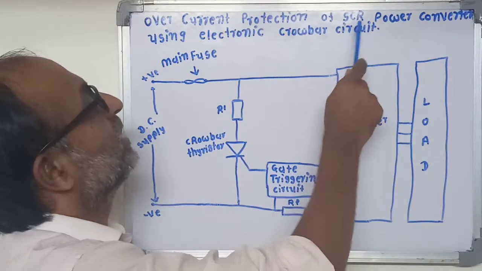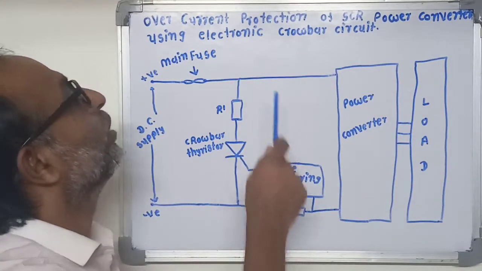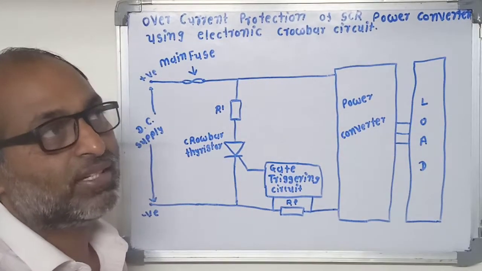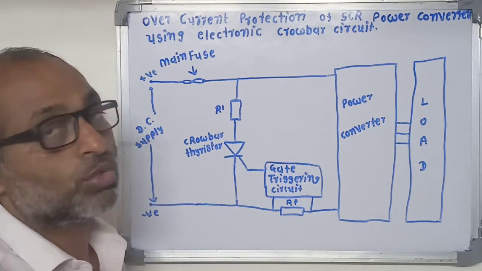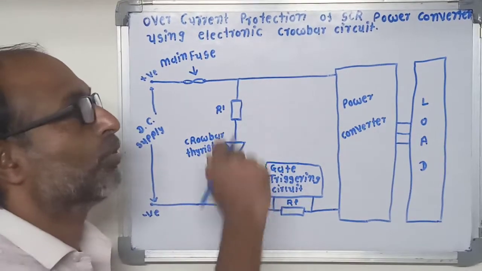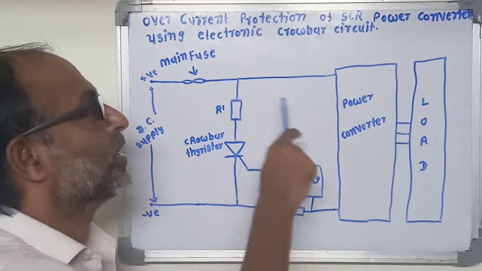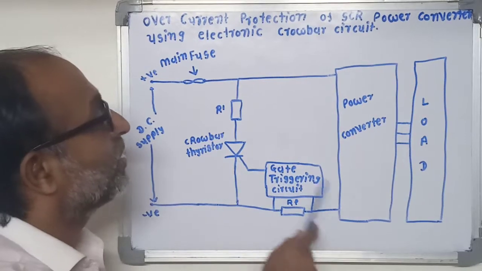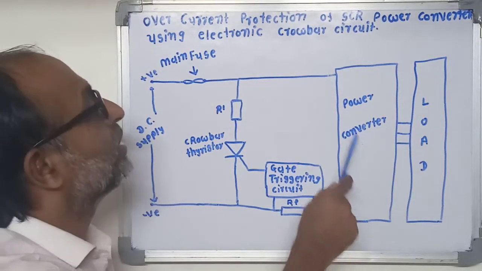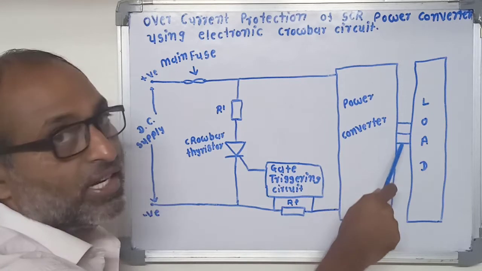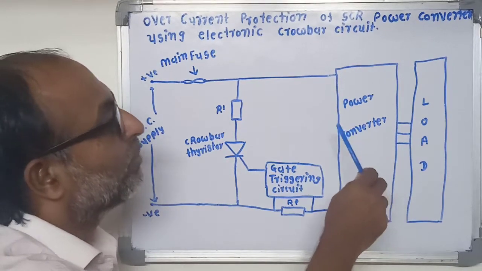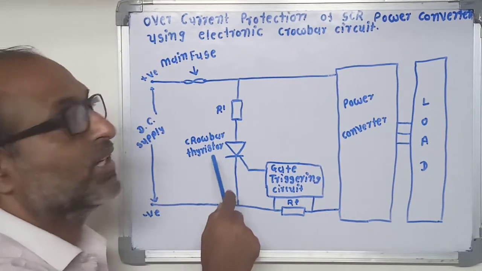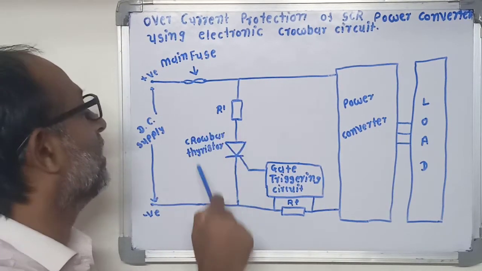Overcurrent protection of SCR power converter using electronic crowbar circuit. As the current carrying capacity of an SCR or thyristor is very high, it can be used in an electronic crowbar circuit for overcurrent protection of a power converter using SCR. As shown in this figure, the power converter converts DC supply into three-phase AC supply, and power is delivered to the load. A crowbar thyristor is connected across the DC line.